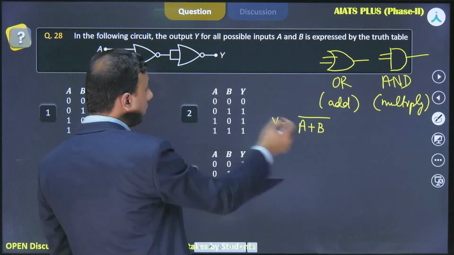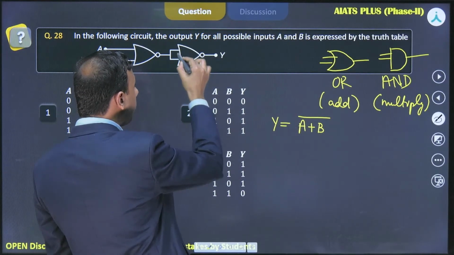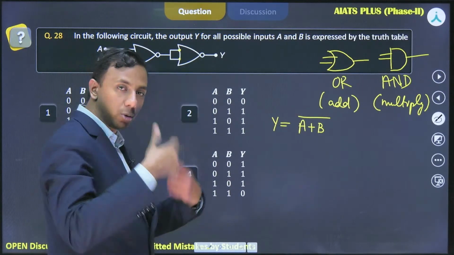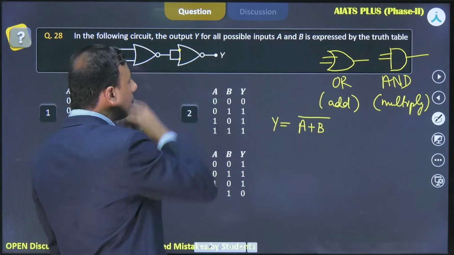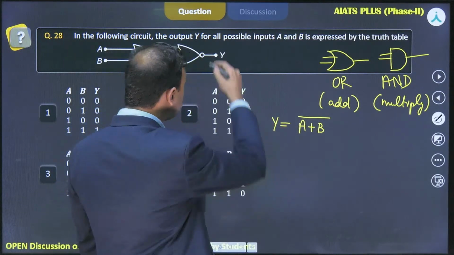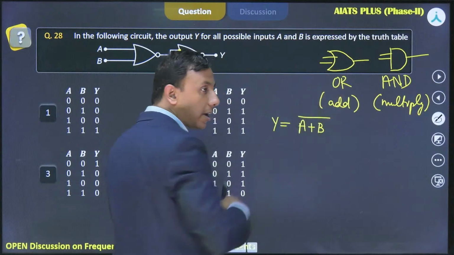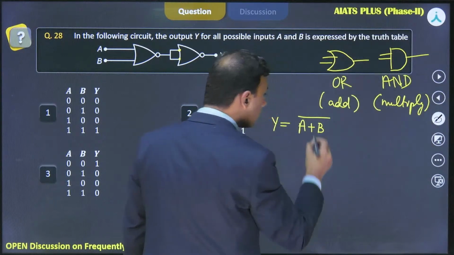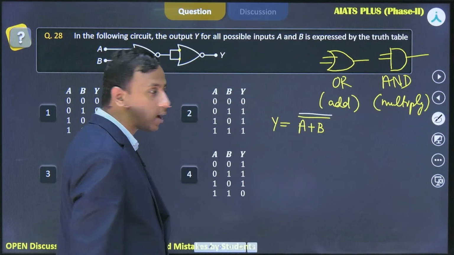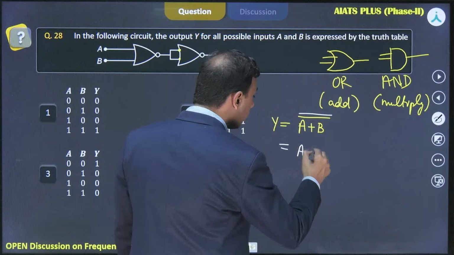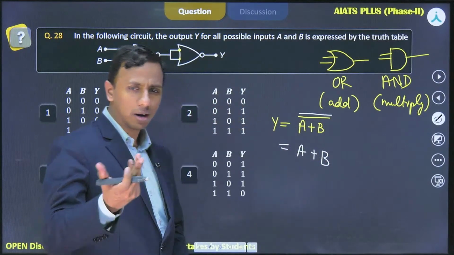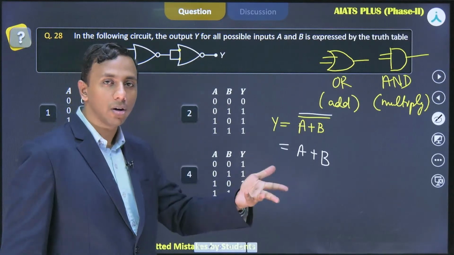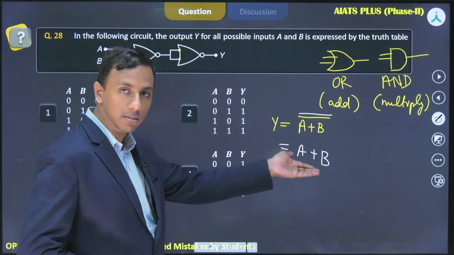So what would that become? See, A plus B bar is being added with A plus B bar, it is equal to A plus B bar only, and then a NOT you have to put over there. On this one you have to put a NOT. So again a NOT. So what's the answer? It is A plus B only. Or another way you can do it: this is a NOR gate, this is also a NOR gate. So NOR of NOR is simply OR.